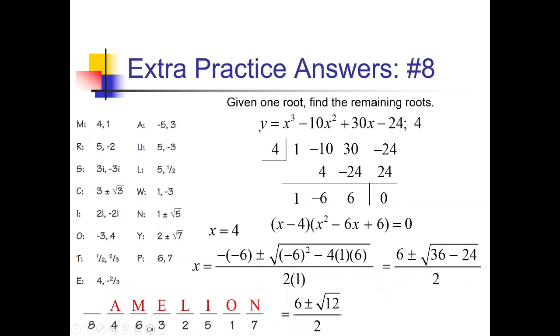I can split up the square root of 12 into radical 4 and radical 3. Square root of 4 is 2, so this is really 2 radical 3 that I can write that radical 12 as. And then dividing each of these by 2, this is going to be 3 plus or minus 1 radical 3. And that's going to be answer choice C, so there we go.